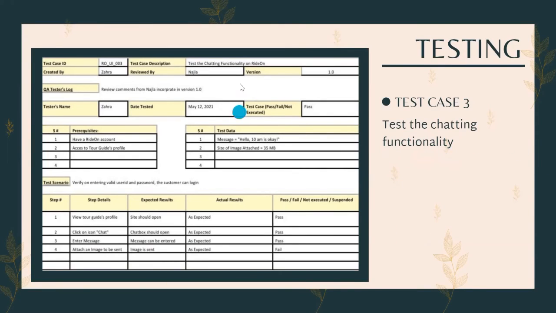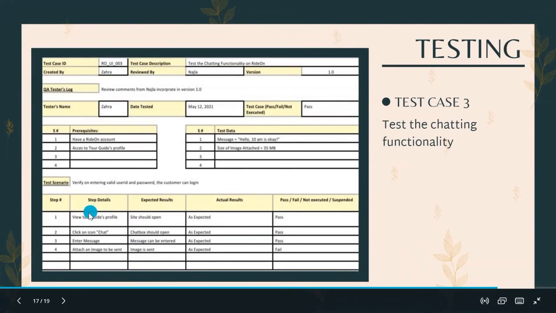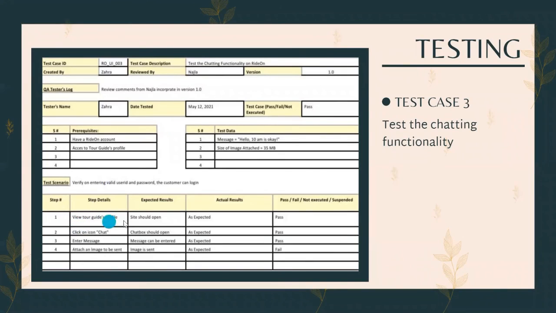Okay, now we continue to the second to last test case, which is test case 3, to test the chatting functionality. For the prerequisite, we should have a RideOn account and access to the tour guide's profile. Here we also have test data. For the step details, we have only 4 here, like test case 1. Firstly, view the tour guide's profile, click on the chat icon, then enter the message and attach an email to be sent. Same as before, the actual results are as expected.